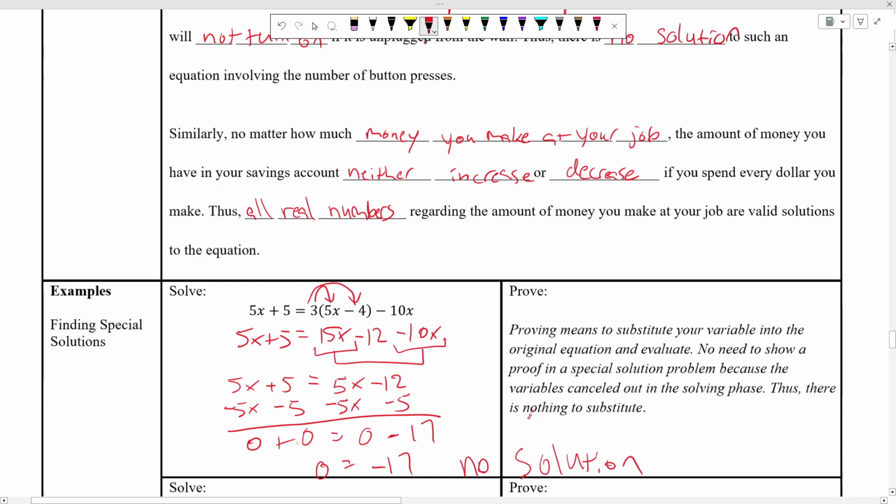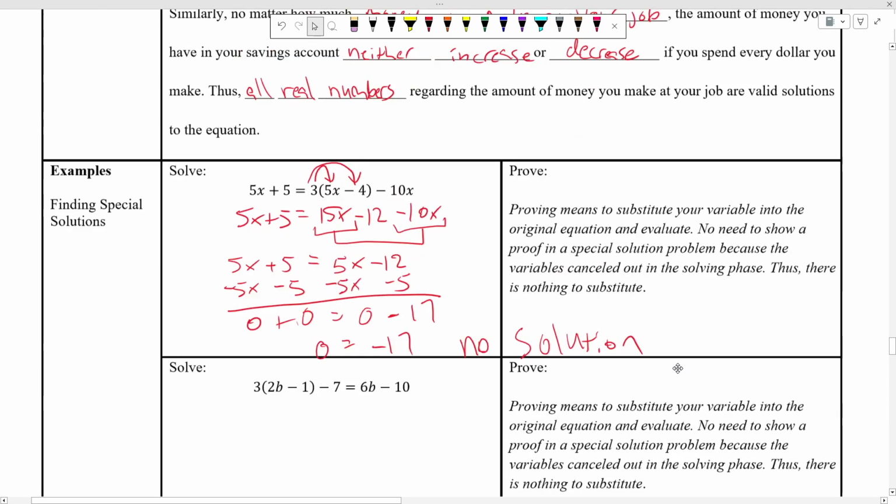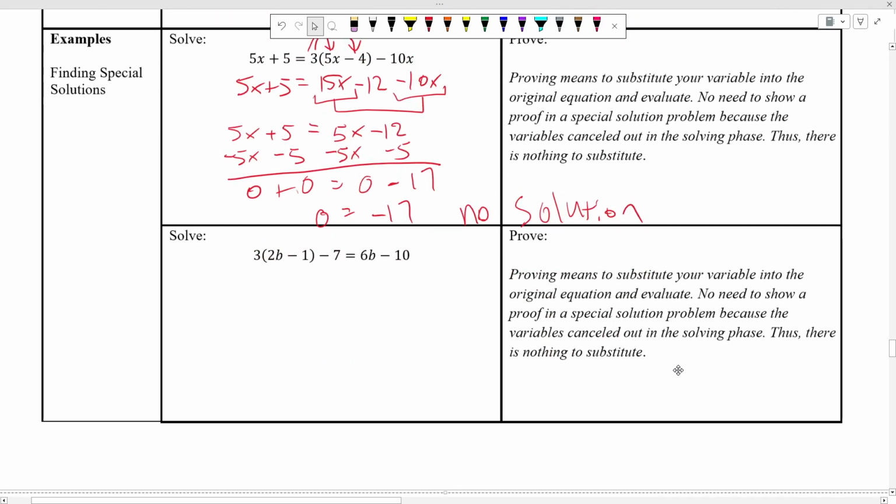You'll run into that. There's no need to prove it. I like to prove things, but there's no need to prove it though. You prove what you solve for your variable. We didn't solve for our variable. The variables canceled out. Therefore, there is no proof to do. And so I'm not doing a proof. This, in fact, is the proof. Let's look at this one here.